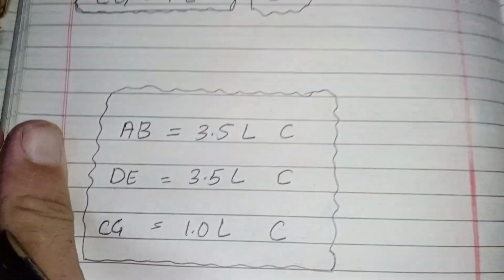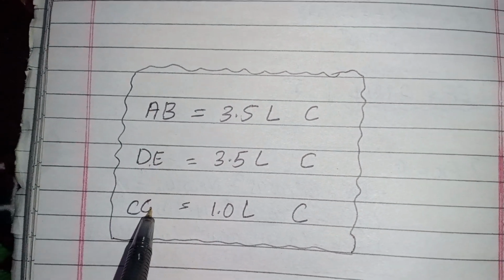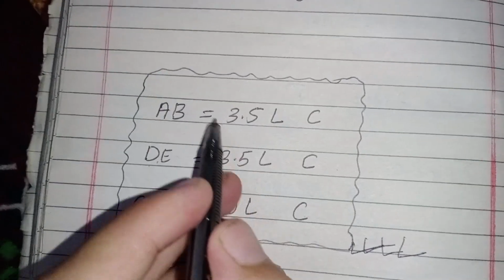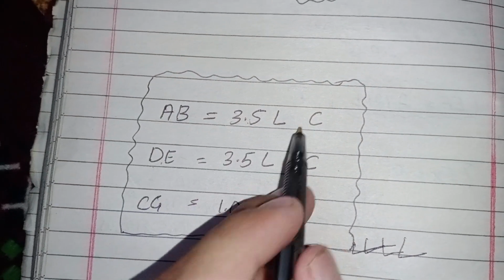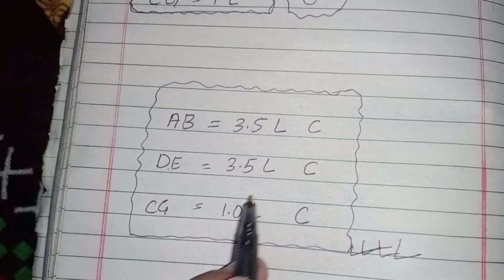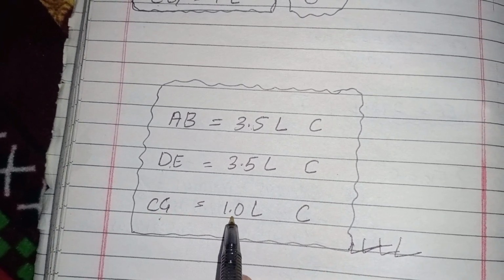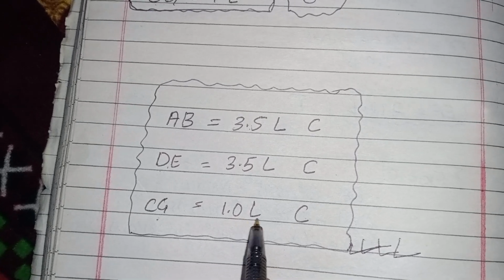So these are the required answers which I found, which were asked in the question. AB is 3.5L and DE is 3.5L, and these are in compression. CG is also in compression, 1L.